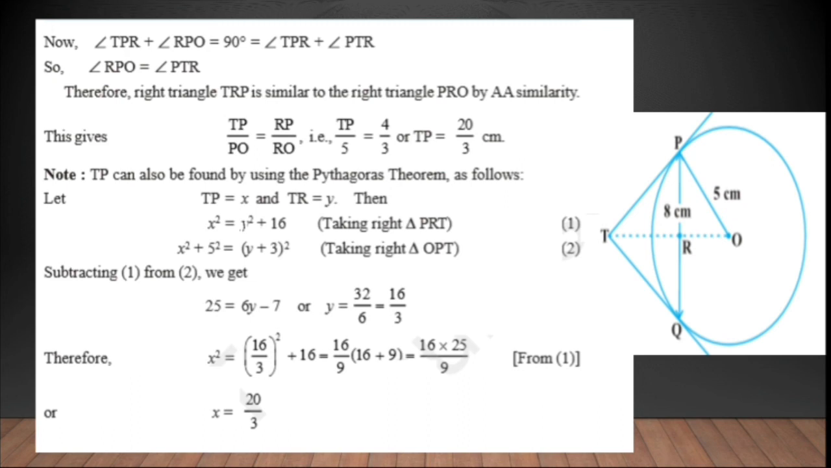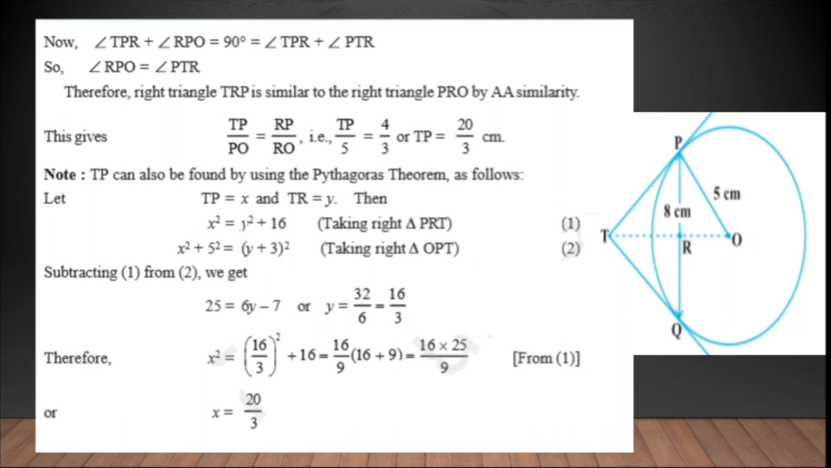Now you can solve this in another way. In this second case, you have to consider this TP value as x, and TR as y. Then since this is 90 degrees, it will be a right angle triangle. So you can say that x square is equal to y square plus 4 square. So from here you are getting an equation.